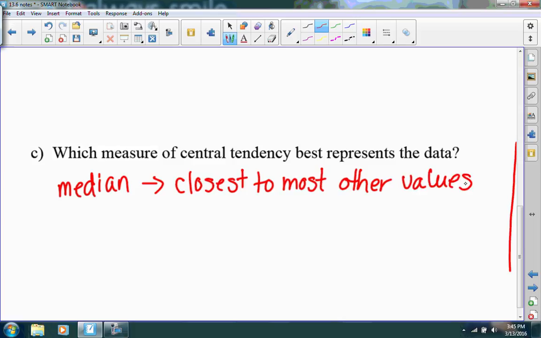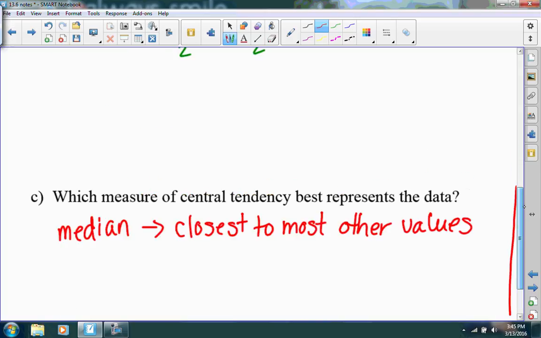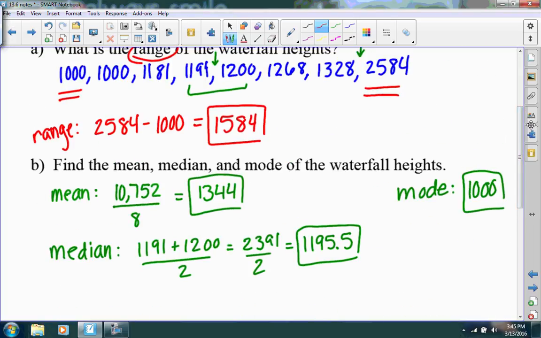And this is a concept that can be a little tricky, and sometimes there can be more than one correct answer for these. But we want to look for a number that's not too big and not too small. The range and the mean might be too big, the mode might be too small, but the median fits right in the middle, and we have some 1,100s and we have some 1,200s, so it's a good representation of the data.